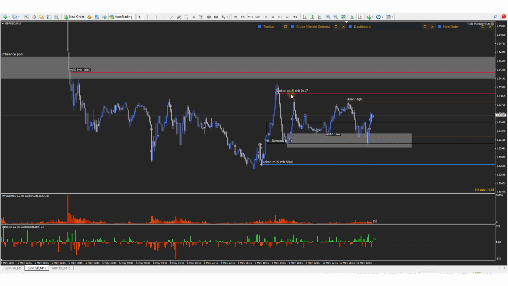What then? Yes, some imbalances are still not retested. Very important for me are the imbalances, the biggest ones. And as usual, now I'm trying not to forget about this, the Asian low and high.